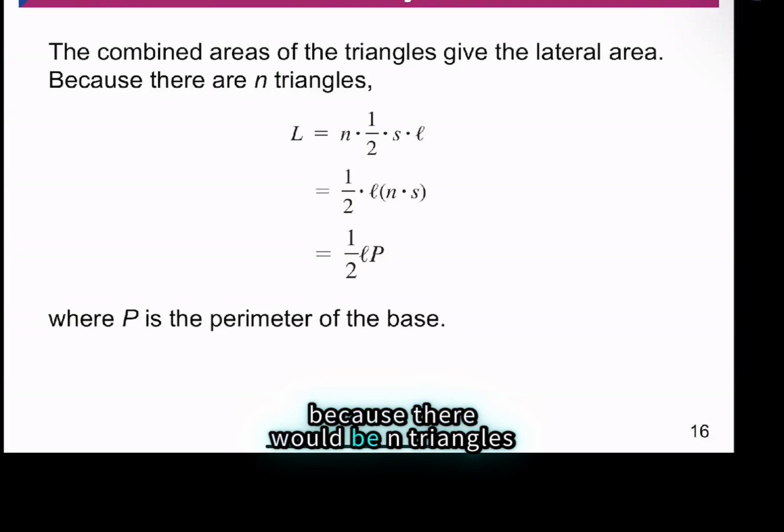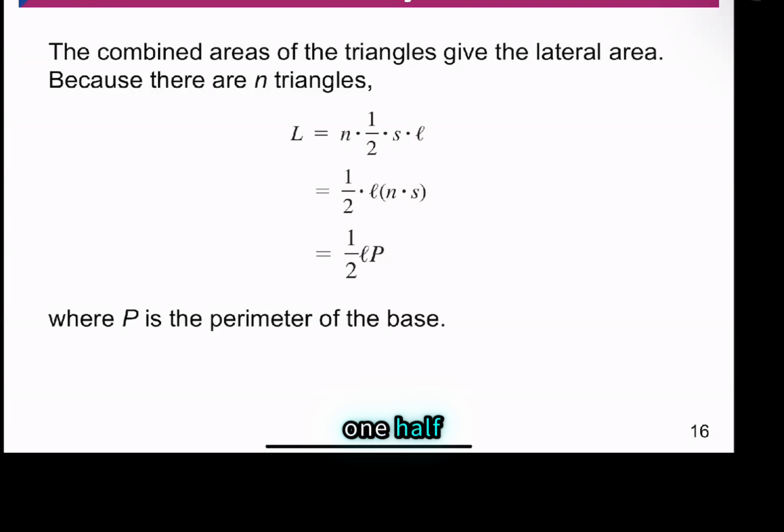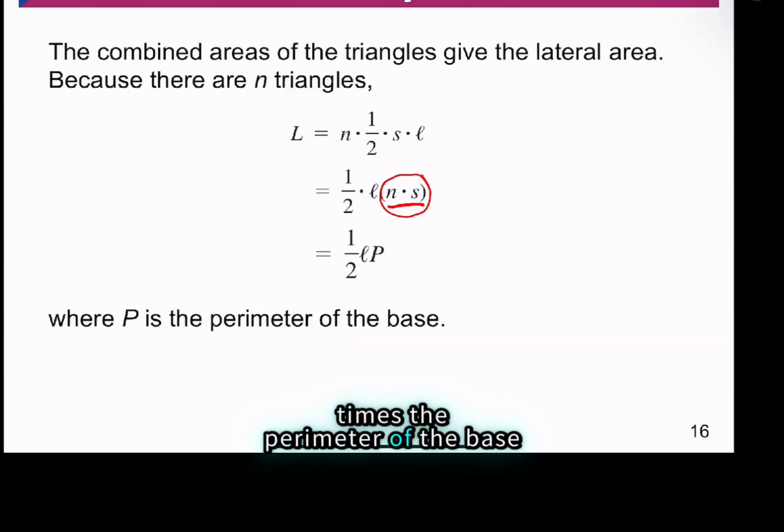Because there would be n triangles, the lateral area is 1/2 of n times s times L, or 1/2 of L times ns. The number of sides times the length of one side is the perimeter. So n times s is your perimeter. So the lateral area is now equal to 1/2 of the slant height L times the perimeter of the base.